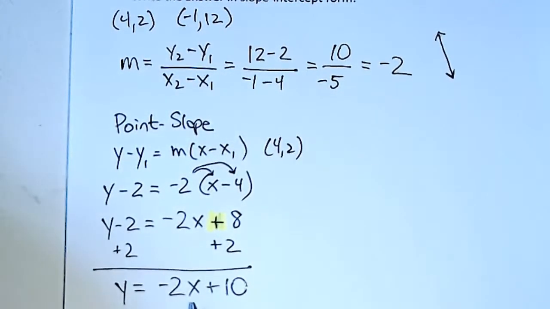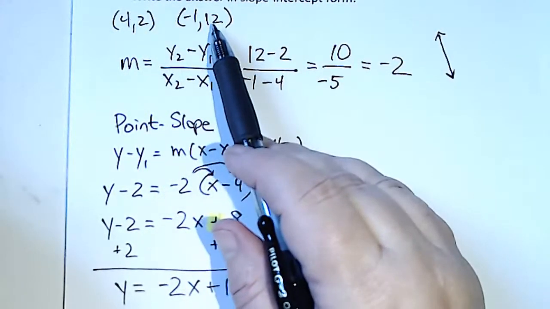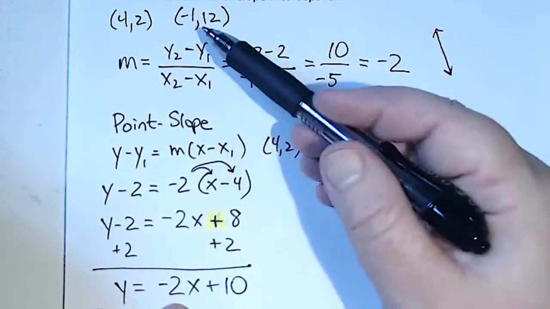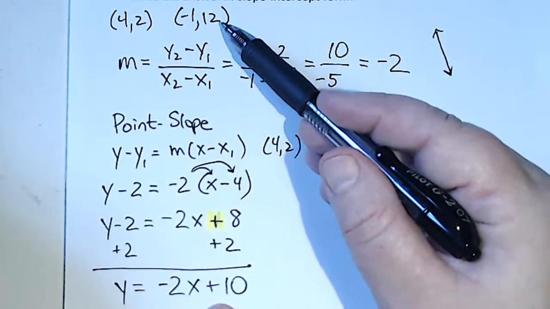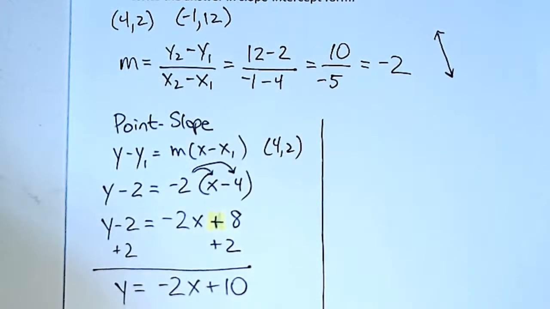Now, if you're not sure that this is the correct answer, you could try plugging in both of these points to make sure they work out. Like if x is negative 1, negative 2 times negative 1 is positive 2, plus 10 is 12. So that was point slope.